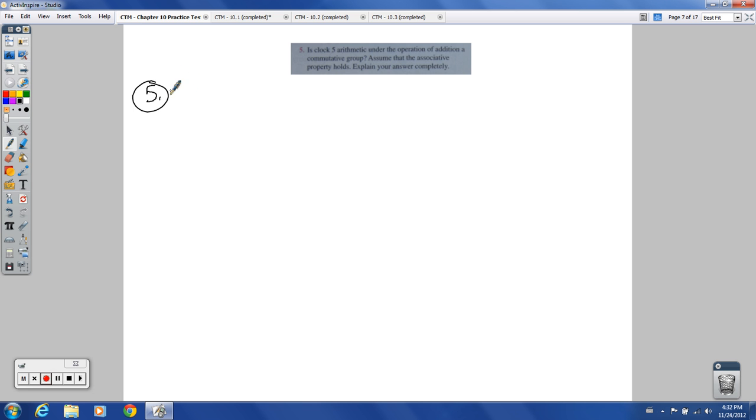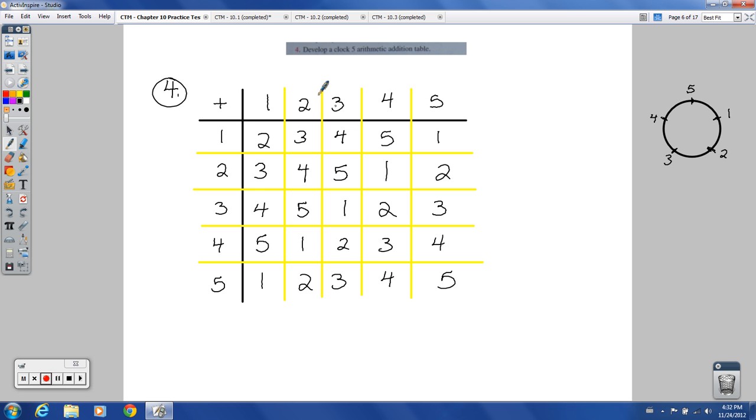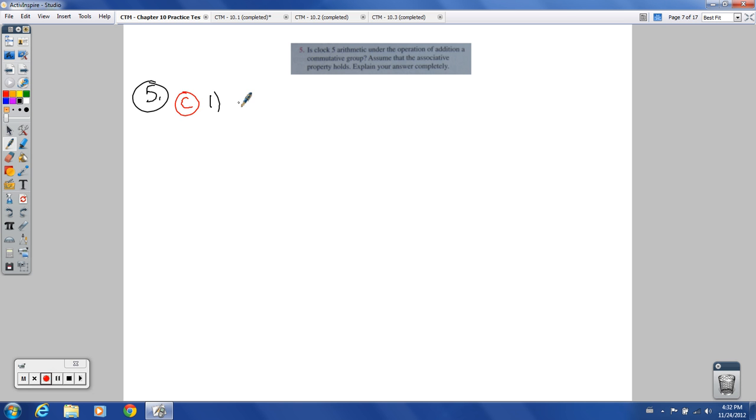So we need to check all 5 things. We need to check, first of all, do our CIIA thing here: closure. Is this a closed system? So you look at that, yeah, that's a closed system. Every element in the table itself is still one of the numbers you started with. So you can say closure checks and be good to go with that.